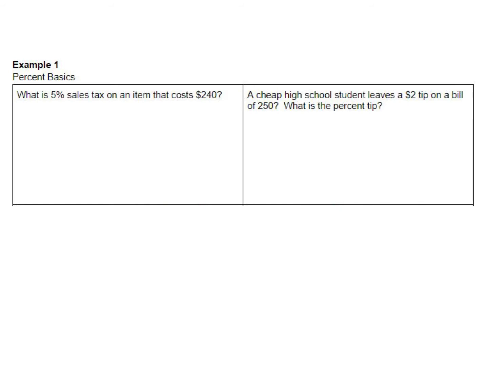All right, so let's go through some examples. In example 1, just going to do some basic things with percentages here. The first one says, what is 5% sales tax on an item that costs $240? So again, we're going to find the percent. So we're going to use our percent equals rate times base. Our rate here is the percent, so 5%, which written as a decimal would be 0.05. Again, all percentages are out of 100, so in terms of changing this percent to a decimal, just simply divide it by 100, and that would give you 0.05.